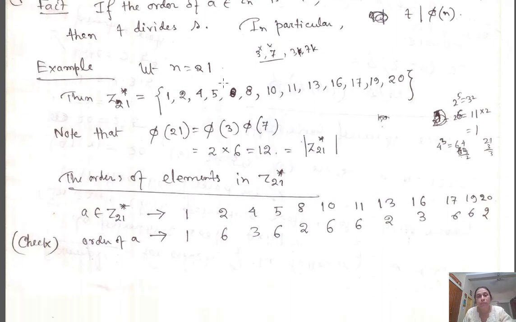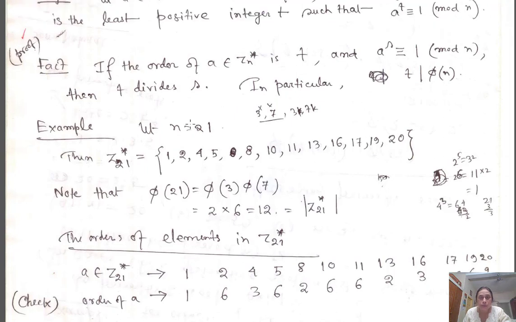Now, suppose n is 21. I have taken n to be the product of 2 primes, 3 into 7. So what are the elements of Z21 star? All the elements less than 21 and coprime to 21. So 3 and 7 and their multiples will be excluded. I have to list all the integers which are less than 21 and which do not have 3 and 7 as a factor. So these are the elements.